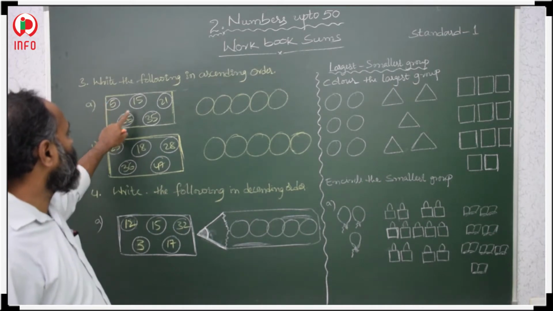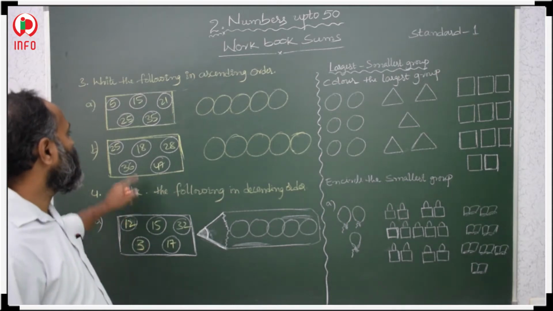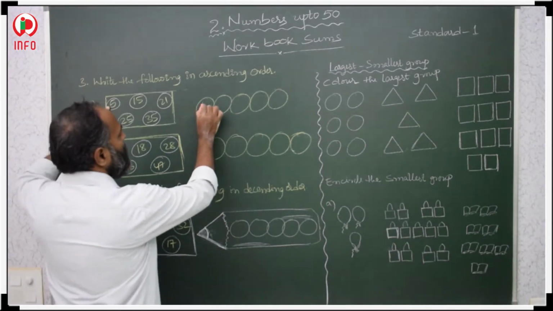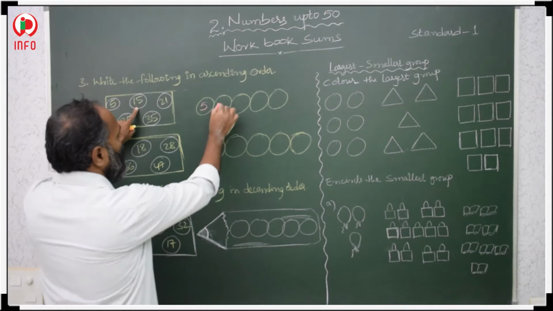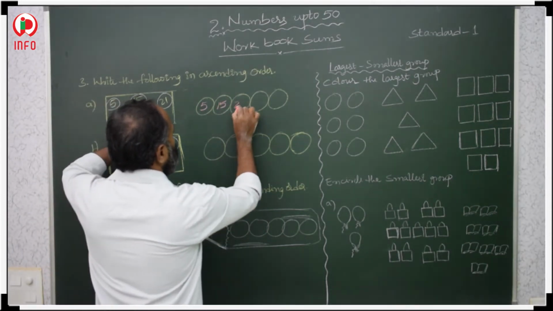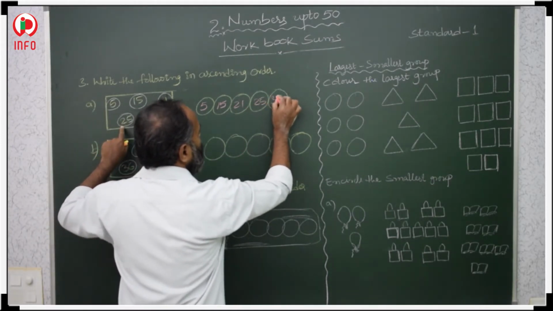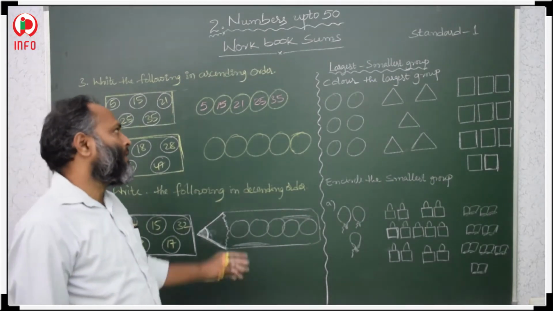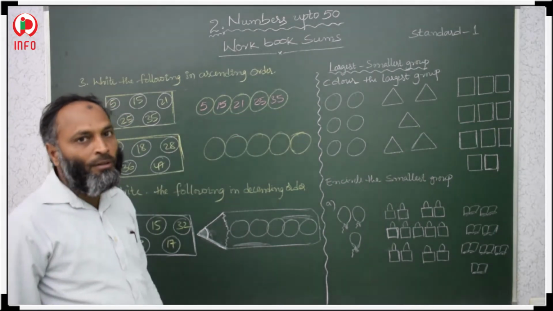5, 25, 15, 35, 21. In this, first we have to write the smallest one. Which one is the smallest? 5. Bigger than this is 15, bigger than this is 21, bigger than this is 25, bigger than this is 35. In this way we have to write in ascending order, increasing order. Increasing means from smaller to bigger.